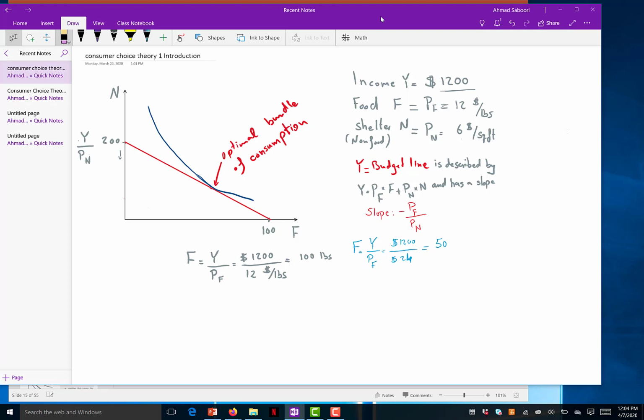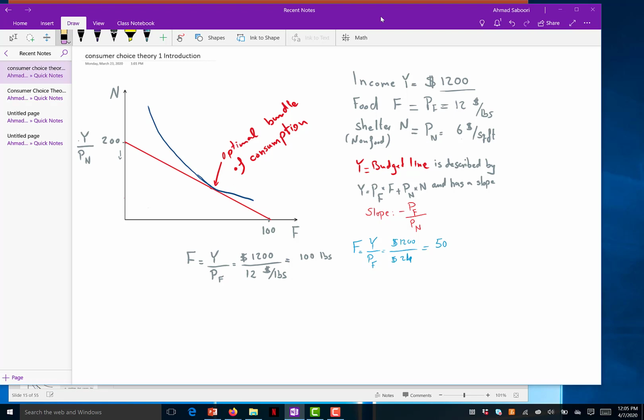So let's repeat briefly. Let's assume that you are living in a world where there is nothing but food and shelter. Shelter is abbreviated with the letter N. Don't ask me why. And food is abbreviated with the letter F. So food is on the x-axis, shelter is on the y-axis. We have an income of $1,200. Income is the letter Y.